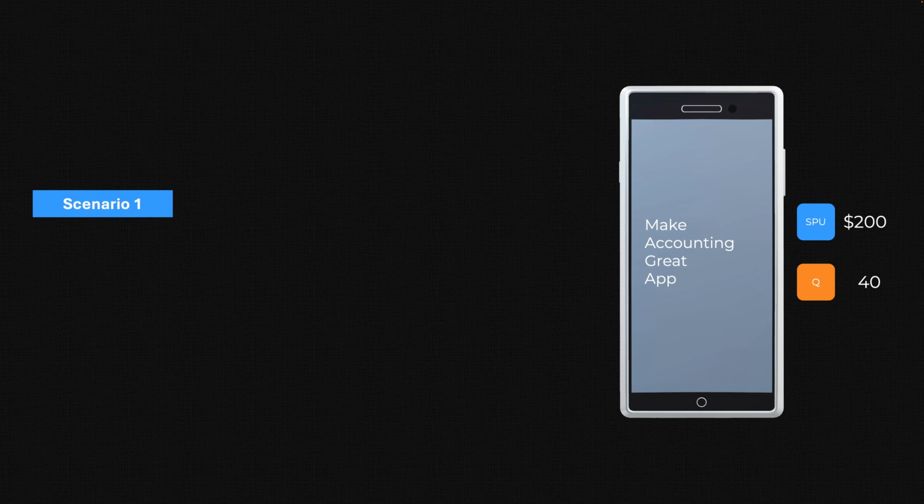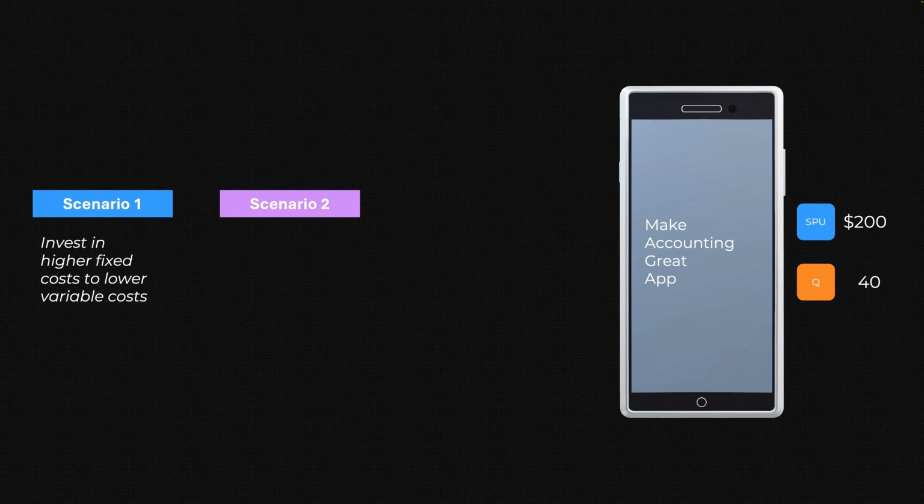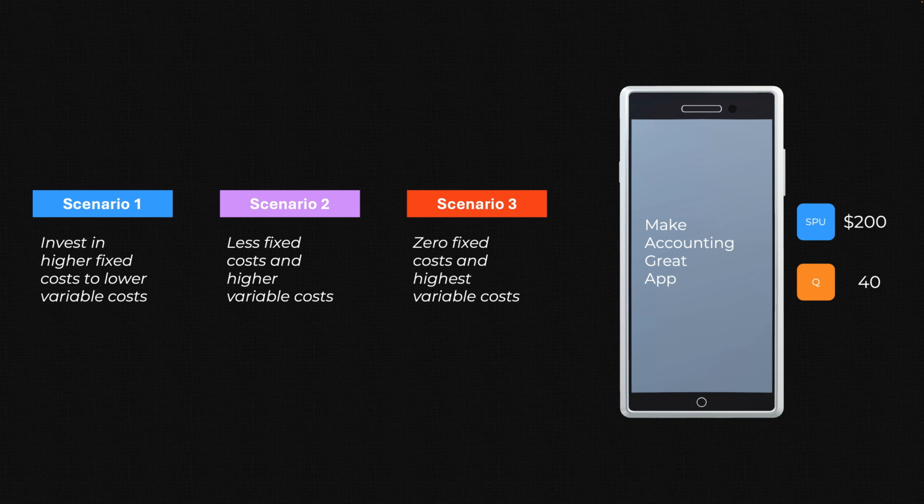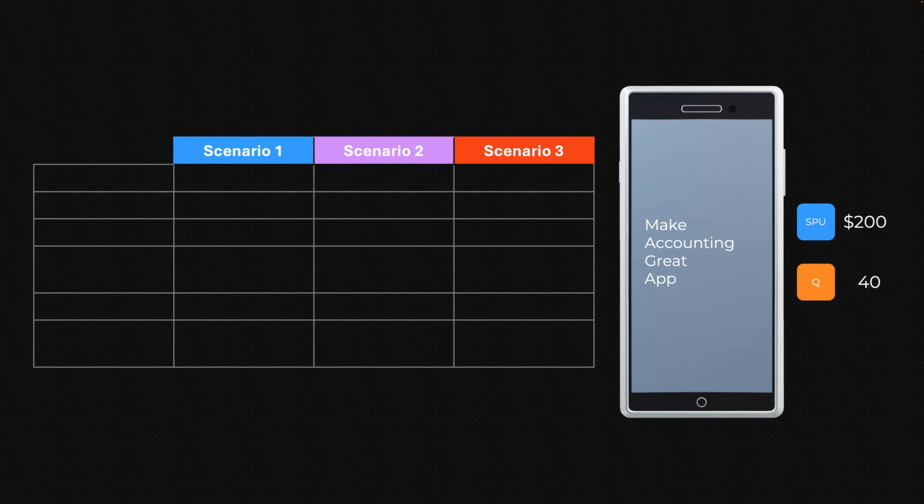Scenario 1, the business is told you can invest in higher fixed costs, like a greater upfront fee, to lower your variable costs. Scenario 2, in between, there are less fixed costs, less of an upfront fee, for a higher variable cost, a higher commission for every license sold. And then scenario 3, which would be zero fixed costs, so there's zero risk, but the highest variable cost for each license sold. The variable cost will be a lot higher. Let's put all of this into a table.